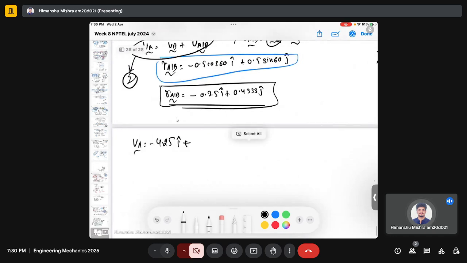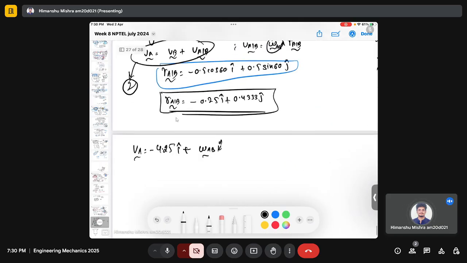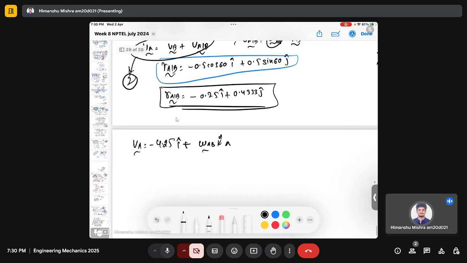we don't know omega AB, but we know the direction of it, because it can rotate in the anti-clockwise or clockwise direction, but the direction is always perpendicular to the screen, that is in the k direction, and the cross product with minus 0.25 i cap plus 0.433 j cap.